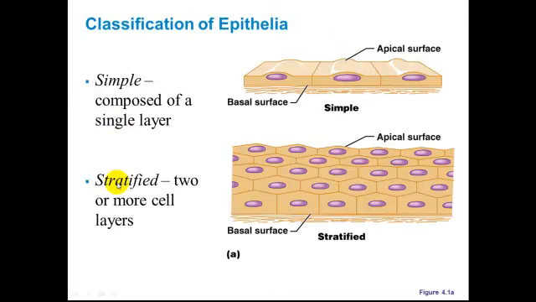In stratified epithelium, we have more than 2 layers of cells. We still do have differences between our apical and our basal surfaces. The basal surface here is sitting on connective tissue, and we see as we move up, these cells may change shape a bit. That would be a classic stratified example.